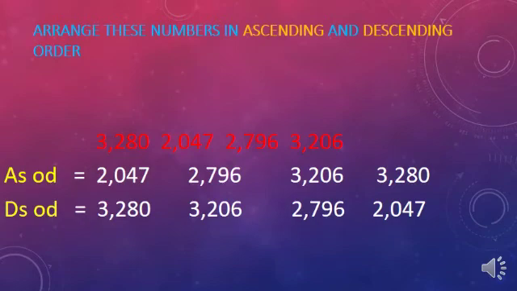Now when you have to write descending order, it's very easy. Whichever number you wrote last in the ascending order, you have to arrange that number first in the descending order. And the second last number you wrote in the ascending order, the same you have to write next to the biggest number. Then the second number 2796 you have to write down here, and the last one 2047 you have to write down at the last. Just check out, you will get one idea easily.